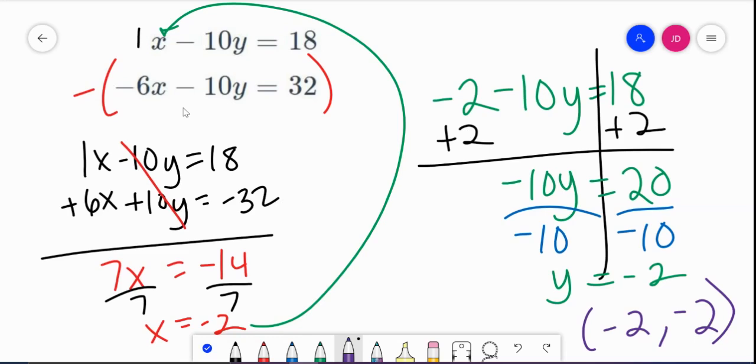Okay? So, when you're doing these problems, see if you could add or subtract them. When you subtract, you have to change all the signs of one of the equations. And also, you could be eliminating x, or you could be eliminating y. It doesn't have to be just one letter or the other.